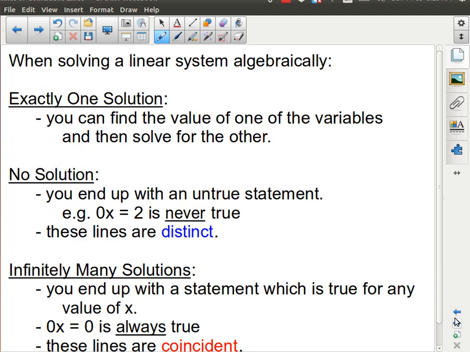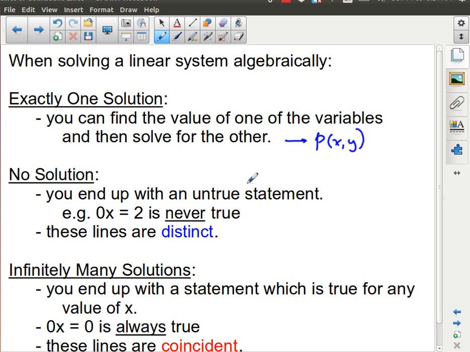Okay, so now that we've done that, just a bit of a summary here. One solution, that's the typical case. That's what we're normally going to find. You find the value of one of the variables, x or y, and then you solve for the other, and you end up with some sort of point xy.